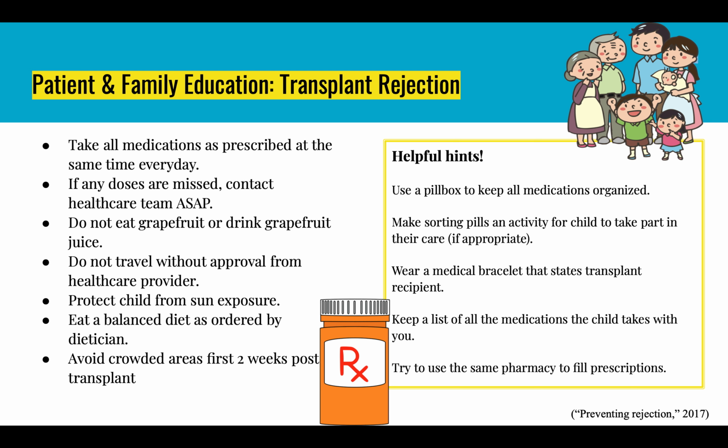Protect the child from sun exposure. The child should also not clean any pet cages or litter, and they should not travel without the approval from the healthcare provider. They should also avoid crowded areas for the first 2 weeks after a transplant. They should eat a balanced diet as ordered by a dietitian.